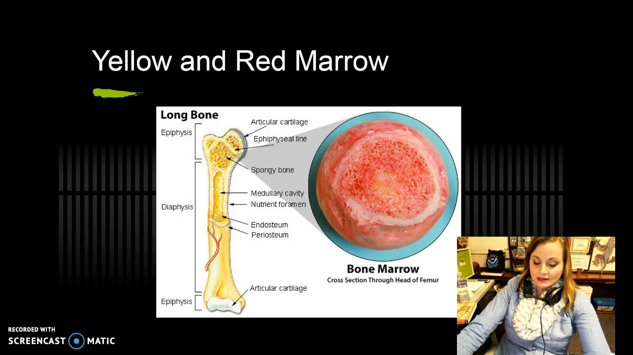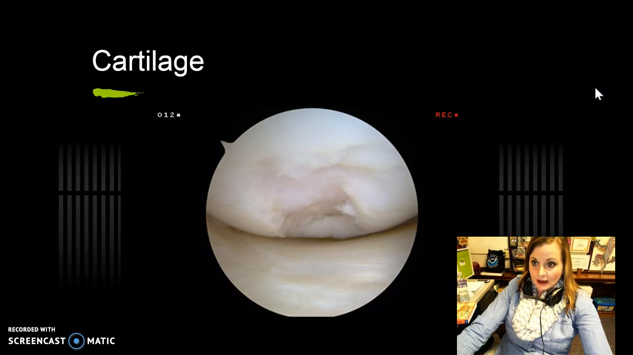Yellow marrow is actually a storage place for fat, which is probably why your dog likes to chew on bones. And the red bone marrow is a place where stem cells are found. And remember that stem cells can differentiate into different types of cells. So in this case, a lot of the blood cells come from the bone marrow. So you'll see your red blood cells, and a lot of your white blood cells will come from there as well. So that's just some of the types of cells that come from the stem cells in the bone marrow.